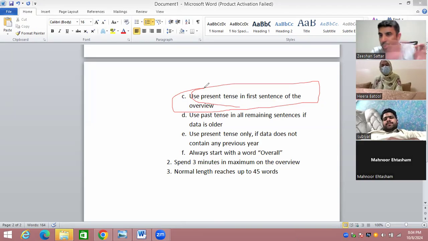The first one was in the active voice, the second one was in the passive voice, but both are in the present tense and both make sense. Both are acceptable to the examiner. There is no problem at all.